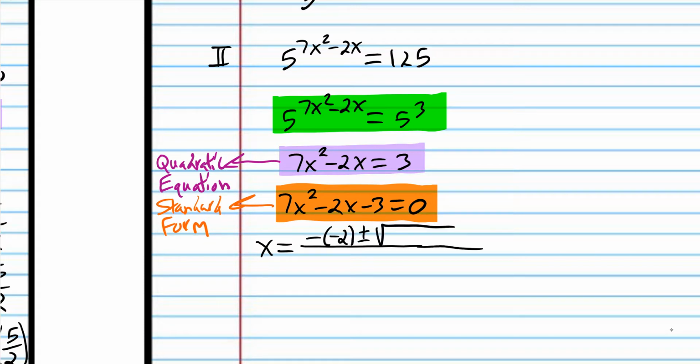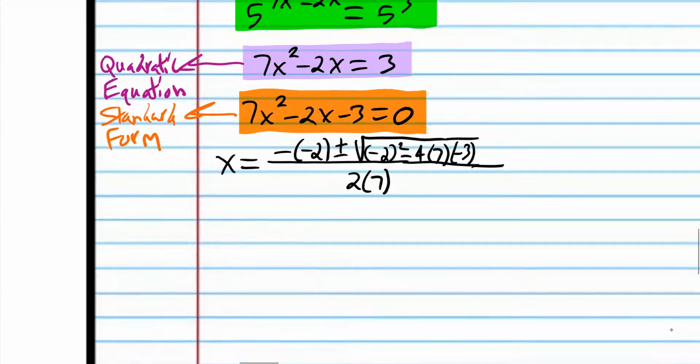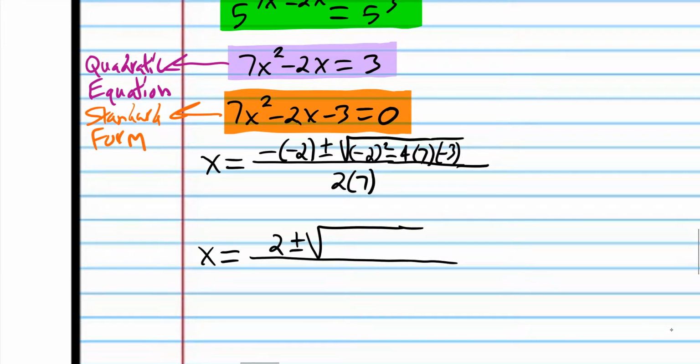So b squared minus 4ac over 2 times a. And I'm going to simplify the part in the root in my head again just to make things go faster because we're kind of running out of time. Negative 4 times 7 is negative 28. Negative 28 times negative 3 is 84, and then negative 2 squared is 4. 84 plus 4 is 88. 2 times 7 is 14.